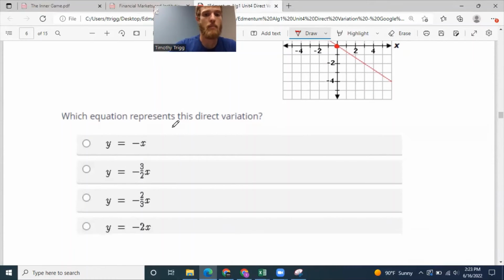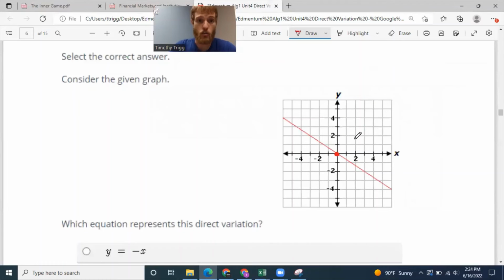So which equation represents this direct variation? Well, we basically need to find the slope of this line. To find my slope, I could use this first point, 0, 0, and look for the next point that's on the grid lines. So when I'm calculating slope, I always look at the grid lines and I want to find a point that's on our line, but also on the grid lines. So you can see that like right here. It's easy to see what this point is.